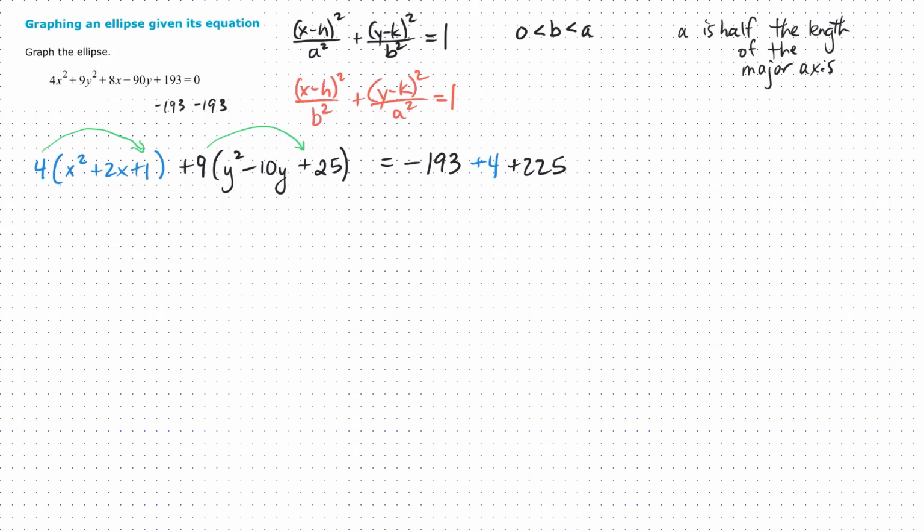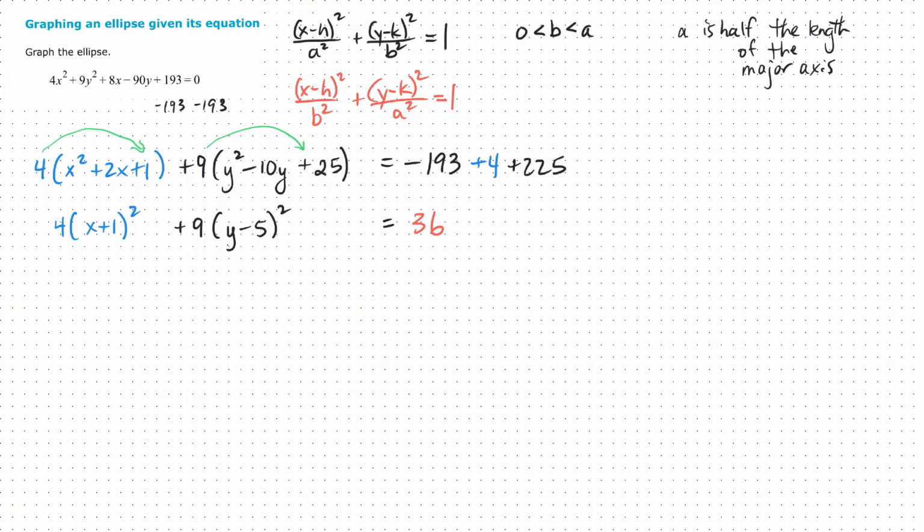Now, what do we got? Well, you completed the square on purpose, so that way you get 4 times the quantity x plus 1 squared plus 9 times the quantity y minus 5 quantity squared. And then what is over here on the right hand side? Let's find out. Negative 193, add it to 4, add it to 225, we get 36. Let's put a 36 here. Now it's almost in standard form.